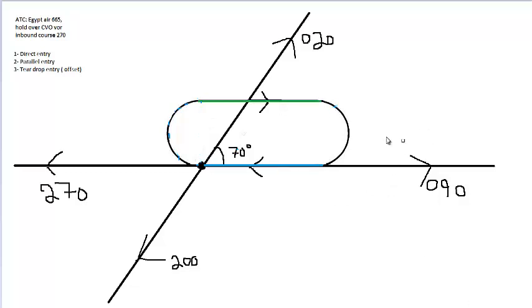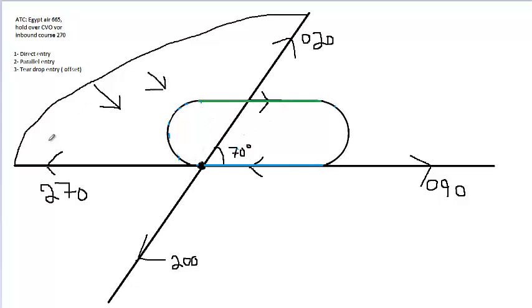Okay, so that was the direct entry. Now we move on to the parallel entry. The parallel entry is if you are coming from this direction, in this large sector. This sector from heading 020 to heading 270, it is always a parallel entry.